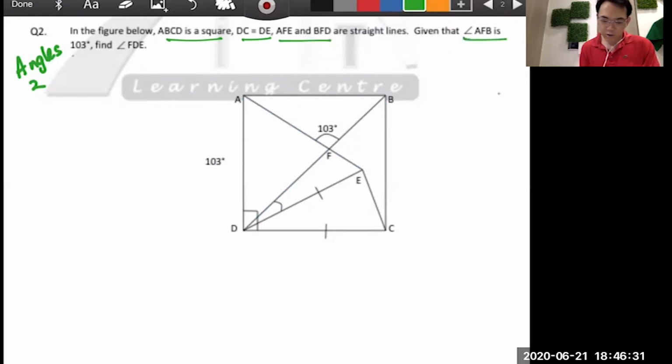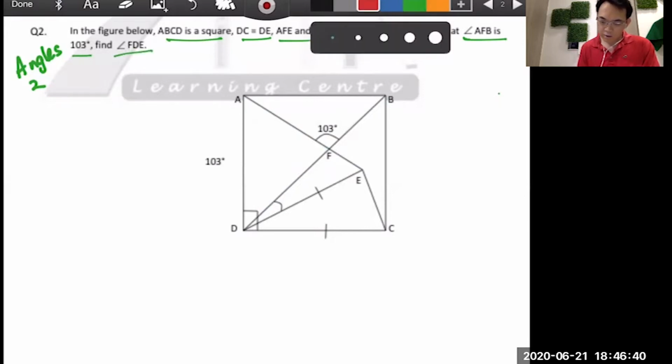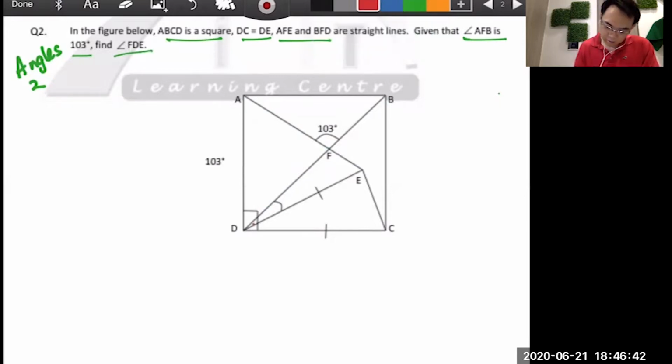AFB is 103 as illustrated here. Find FDE. FDE is the angle here. So this will be our eventual target, all right? Now, other than solving the question, what I want you to focus on in this question is how I do the presentation. It is important to have proper presentation if you want the marker to know what you're doing.